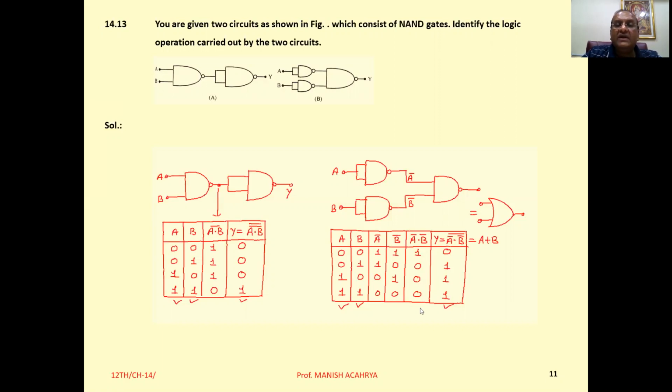Now forget about the intermediate steps. Finally, think about inputs 0, 0, then output 0. Input 0, 1, output 1. Input 1, 0, again output 1. Input 1, 1, output 1. This is the working of the OR gate. So this particular circuit given in figure B behaves as an OR gate. Clear to all of you?